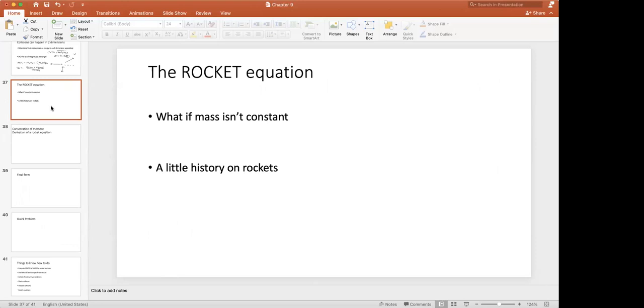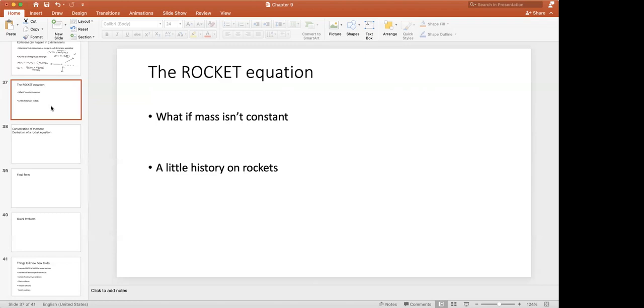A little history on rockets. There's a guy named Goddard, and Goddard had this theory before World War I that you could launch a rocket into space and fly around in space with it. And when he put forward his theory of rockets, keep in mind, planes had only been around for 20 years or something.